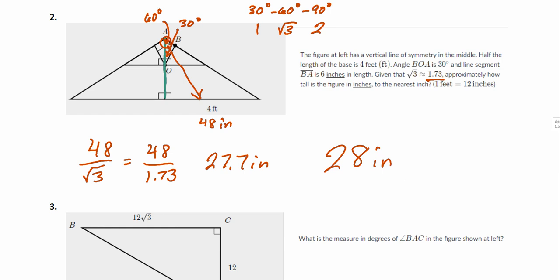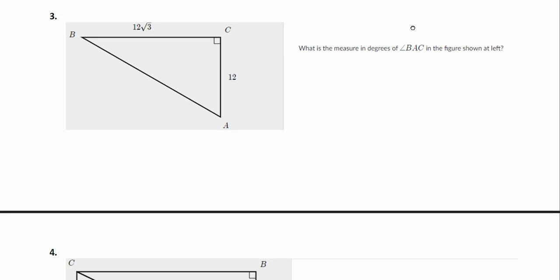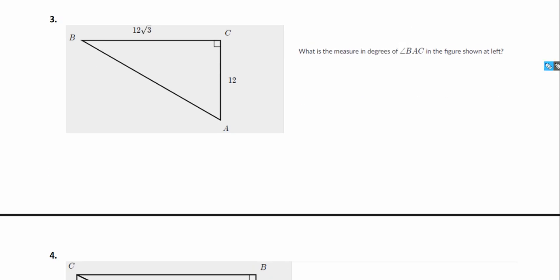So I'm going to clear the board and move down here. All right, so now in example 3, it says, what is the measure in degrees of angle BAC in the figure shown at left? This one's rather straightforward. It's asking us what this angle is, angle BAC. So I'm just going to put theta there. That's the angle that we're looking for. And it's giving us these 2 legs of this triangle.